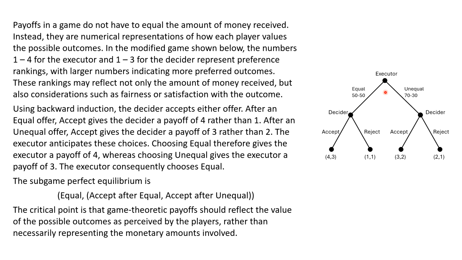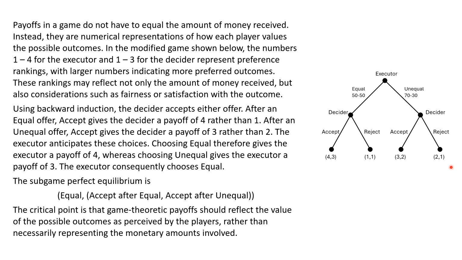and then the optimal strategy for the decider in both cases would be accept after equal, again using this unusual notation, and then accept after unequal. So this would be a subgame perfect equilibrium. The critical point in this example is that game theoretic payoffs should reflect the value of the possible outcomes as perceived by the players, rather than necessarily representing the money amounts involved.